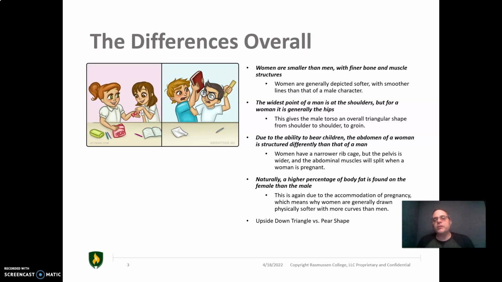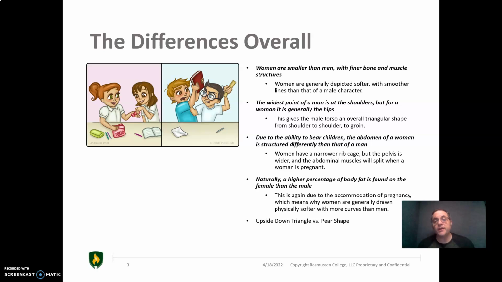Now, due to the ability to bear children, the abdomen of a woman is structured differently than that of a man, so she's going to be a little bit wider down toward the hips and the legs. Women have a narrower rib cage, but this is so that the pelvis is wider and the abdominal muscles can split when a woman is pregnant. Note that a lot of the things that differ between a man and a woman are due to childbirth, and that's a huge thing.